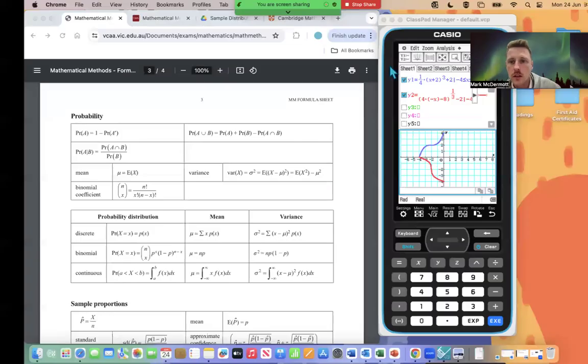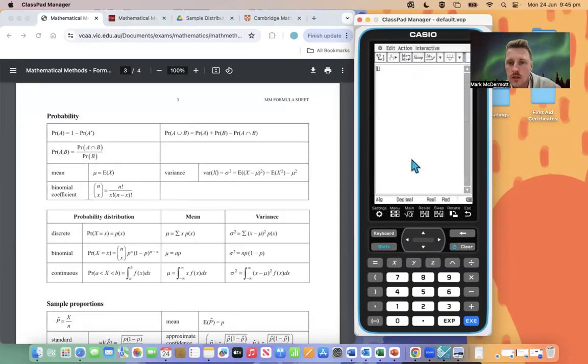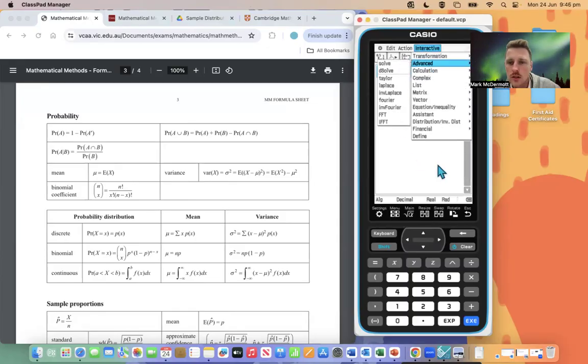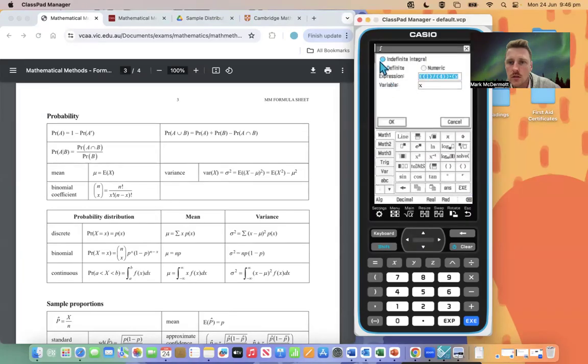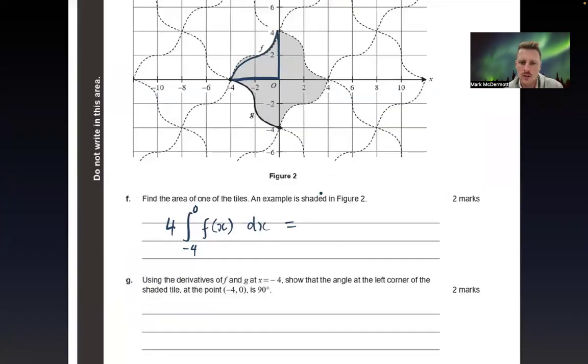Let's take this because this is f of x, place that there and highlight it. I'm trying to integrate it, the definite integral from -4 to 0. That gives me an answer of 8. I'm going to multiply that by 4, so there's 4 of them. So that's an area of 32.